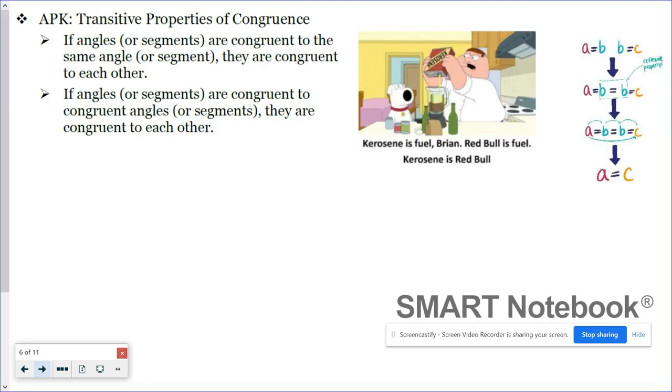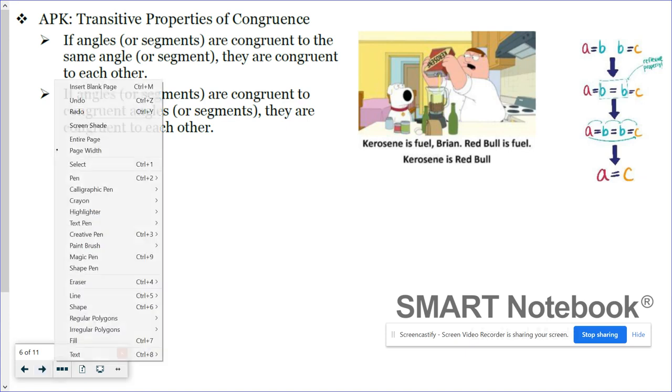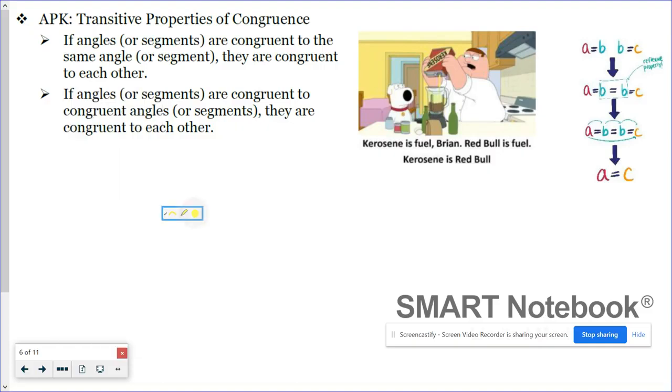When I introduced this property to you, like a month ago, maybe longer, I did so with this cartoon. And it says, kerosene is fuel, Brian. Red Bull is fuel. Kerosene is Red Bull. And this illustrates the transitive property because what we notice is that kerosene is fuel, Red Bull is fuel. So kerosene and Red Bull, since they're both equal to fuel, that means that they're equal to each other. So kerosene is Red Bull. And this illustrates what the transitive property is saying.